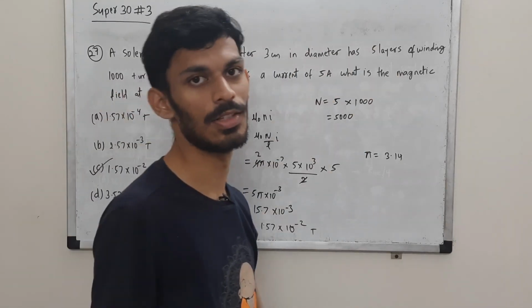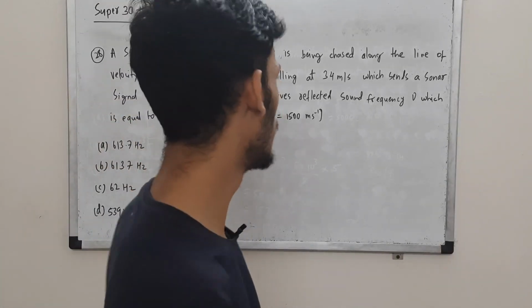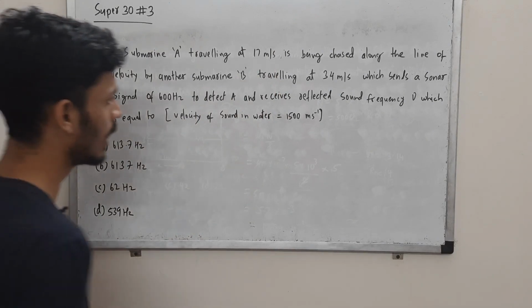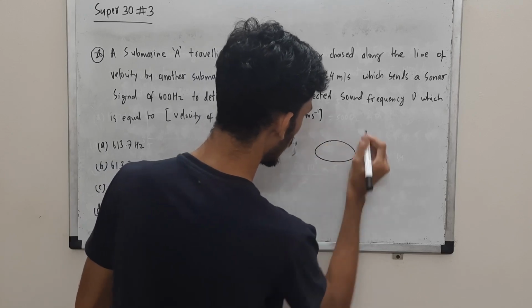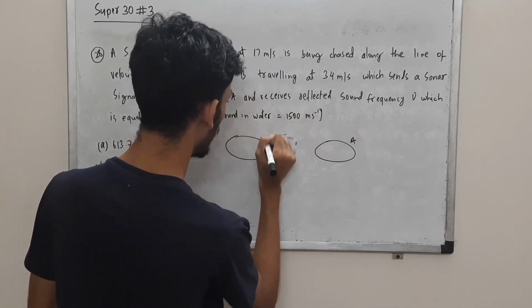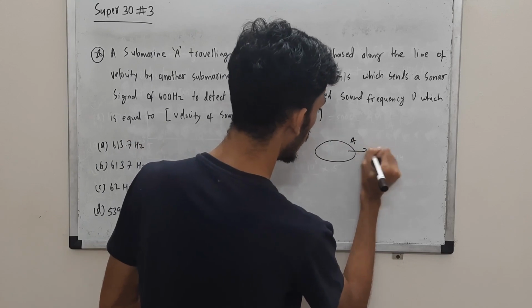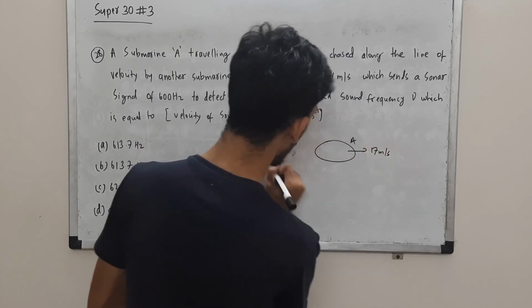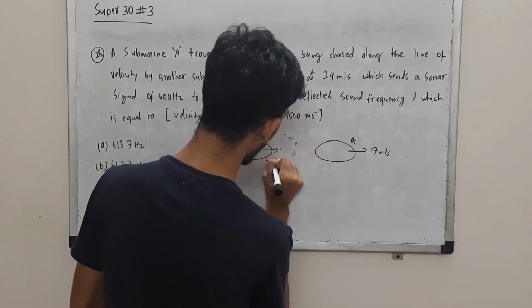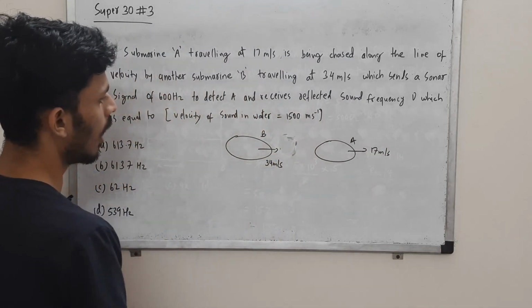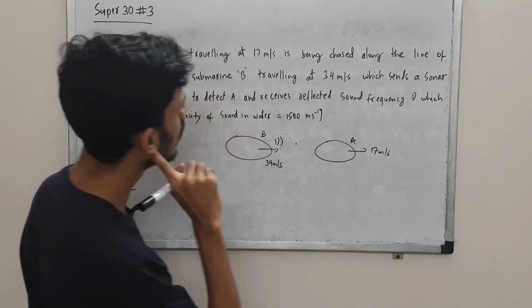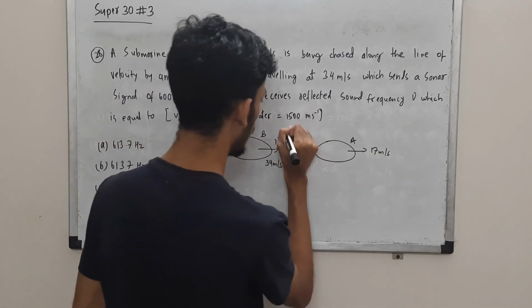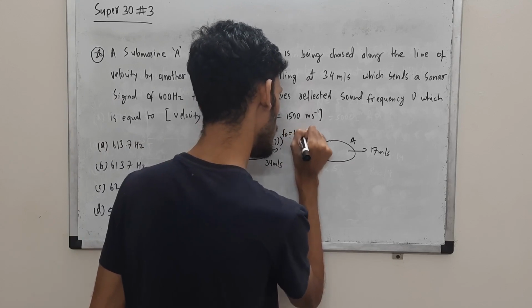Over to the last two questions for the day. Question 28, again a question on Doppler's effect. Here we have a submarine A which is being chased by a submarine B. Submarine A is moving with a velocity of 17 meters per second, and B is moving with 34 meters per second. B is emitting a sound of frequency 600 hertz, so the original frequency is 600 hertz.